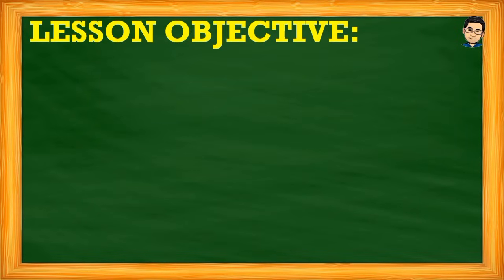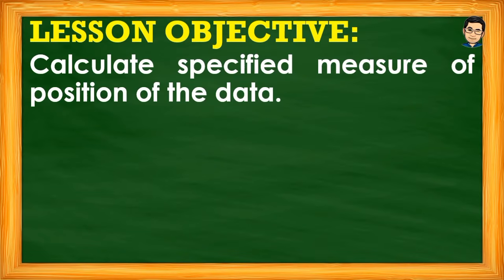Again, our lesson objective, until we finish percentiles, is to calculate specified measures of position of the data. By the way, the learning competencies of Grade 10 for fourth quarter are usually applied in all the video lessons, because they involve interpreting measures of position and solving problems involving measures of position.